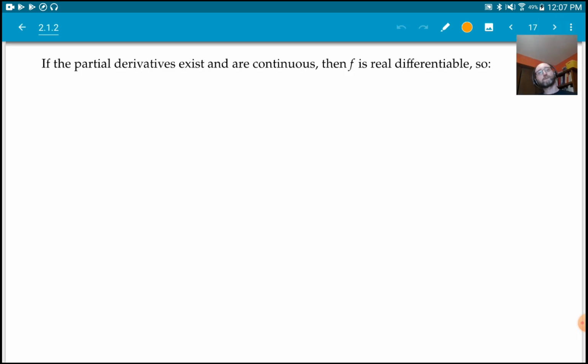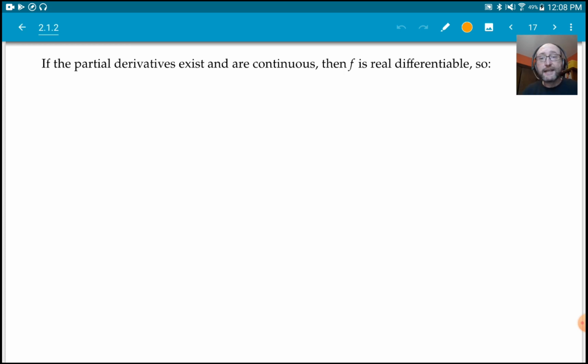Now, checking that something is real differentiable is not always so easy. There is a useful way of checking, which is not really an if and only if. It's easy to compute by basic calculus. It's easy to compute the partial derivatives. But just because the partial derivatives exist at every point, that doesn't mean that the function is real differentiable. That doesn't mean that this matrix exists.